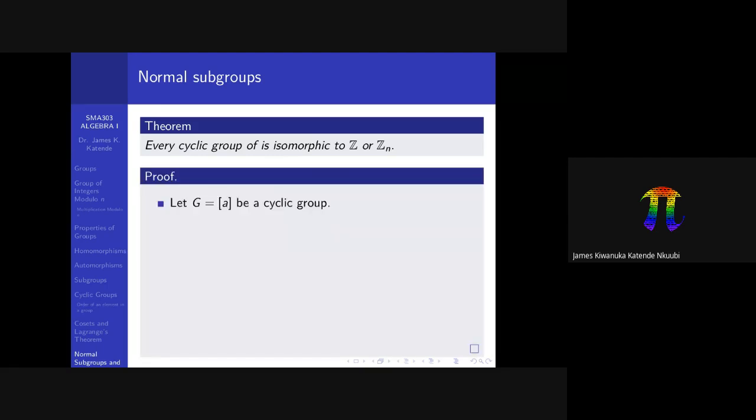So let's look at the proof. Suppose G is a cyclic group, then there must be some element in the group which generates the whole group, and we can call it A. So G will be the cyclic group generated by some element A. We can have more than one generator, but we just need one for this. If A is a generator, then G can be written purely as powers of A, where M is just some integer.